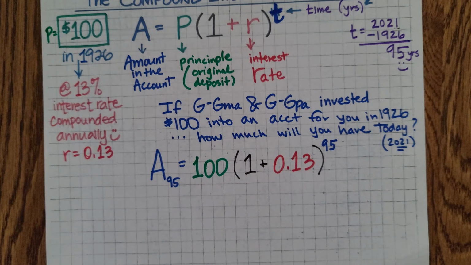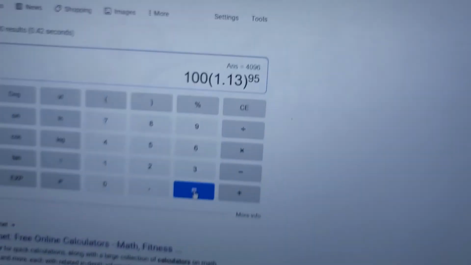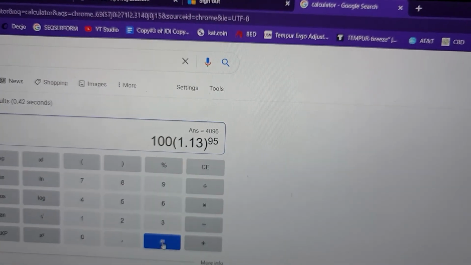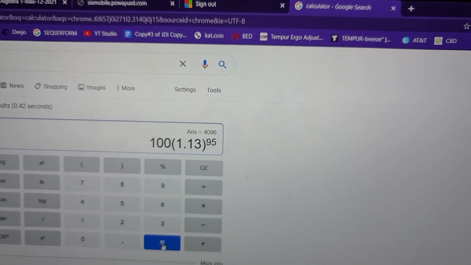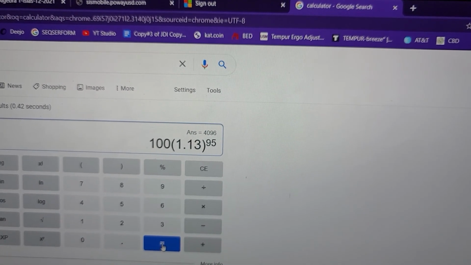All right, let me go to my computer real quick. 100 times the quantity 1.13. I went ahead and added that in my head. That was easy enough. All of that raised to the 95th power. Year after year after year after year for 95 years straight, it sat in there. The $100 did. I would like to show you the computer screen. I just don't know if I'm on screen there. But I did 100 times 1.13 raised to the 95th power.